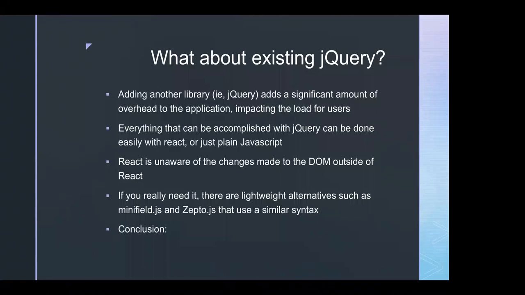So what about existing jQuery? If you already have a single page or a multi-page application with Django, you probably have a good amount of jQuery. But adding a library such as jQuery adds a lot of overhead to the application, which really impacts the load for users. And everything that can be accomplished with jQuery can be done really easily with React or just with vanilla JavaScript. And React is unaware of the changes made to the DOM outside of React because of this virtual DOM concept. So if you have jQuery elements changing things that React is also looking at, React won't understand what's going on, and you have an error in communication. It can cause a lot of debugging errors where it's very, very hard to find.